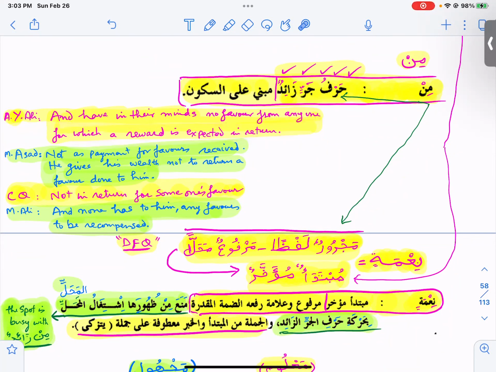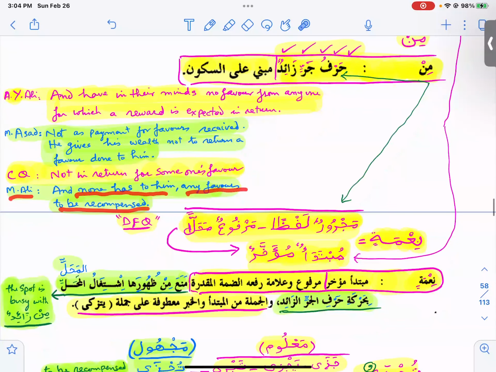No. When we give something, we don't expect a reward. Muhammad Asad: and not as payment for favors received. No. He gives his wealth not to return a favor done to him. Yeah. He gives his wealth not to return a favor done to him. Clear Quran: not in return for someone's favor. Mohar Ali: and none has to him any favors to be recompensed. Just keep that in mind.